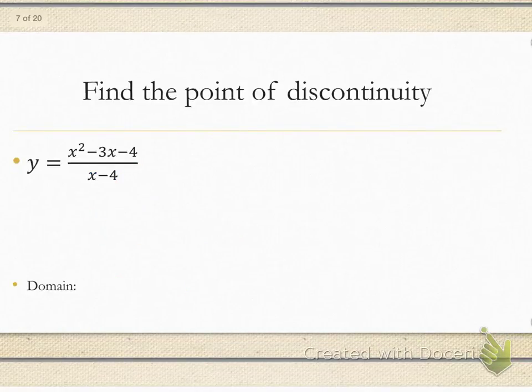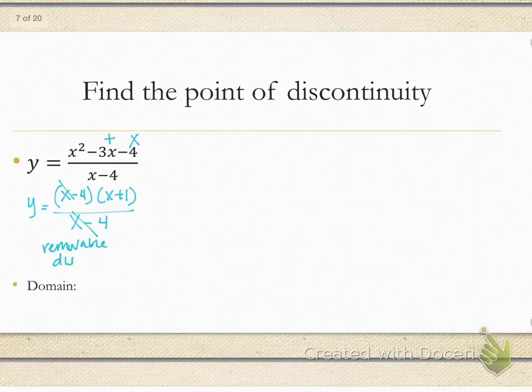Okay, my next one, we've got to factor out this top. So I've got y equals x minus 4 and plus 1, because what multiplies to get me this, adds to get me this. So I have x minus 4 on top and bottom, so they cancel. So my removable discontinuity is x equals positive 4, because if I plug a positive 4 in here, 4 minus 4 gets me 0. Okay, there's no non-removable ones because there isn't anything left. So that means my domain this time is negative infinity to 4, and then 4 to positive infinity.